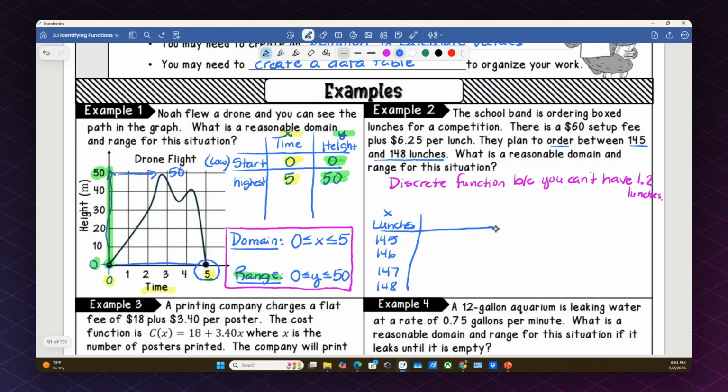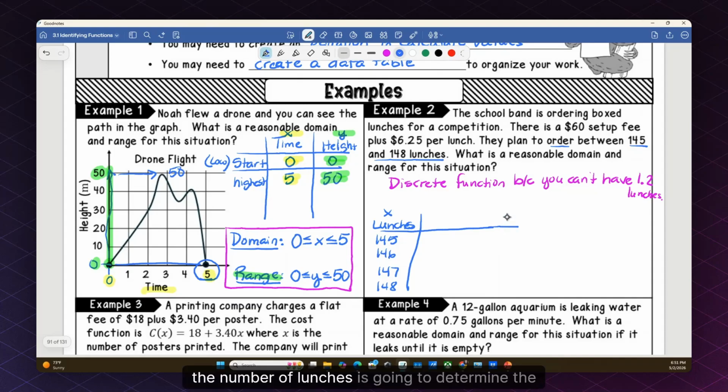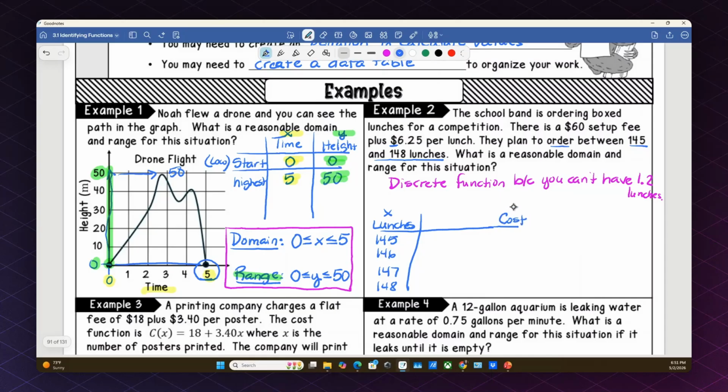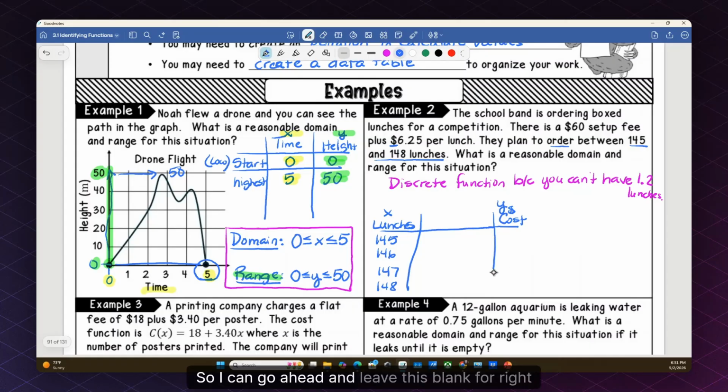And then the number of lunches is going to determine the cost. Okay, so we're looking for dollar values. It's going to determine my cost. That's going to be my y. So I can go ahead and leave this blank for right now. I've got to do all these calculations. Well, how am I going to calculate that? Well, in order to calculate it, we got to go figure out what our equation is.